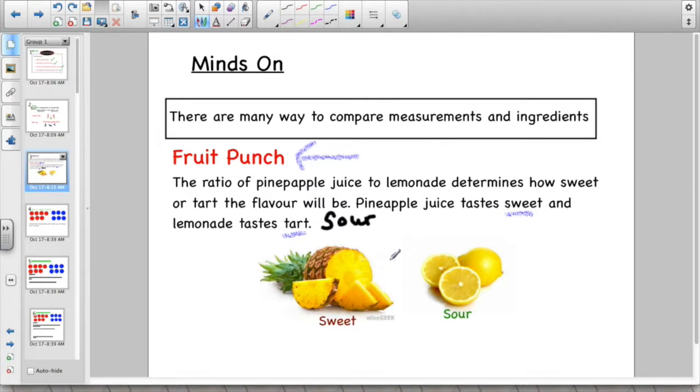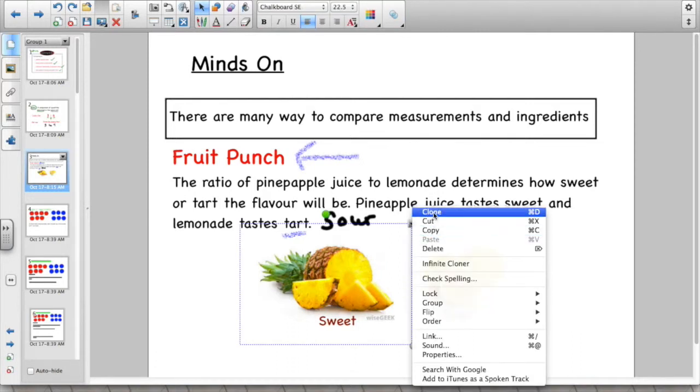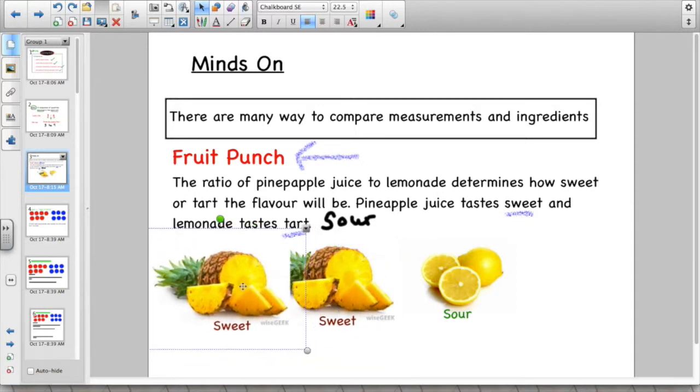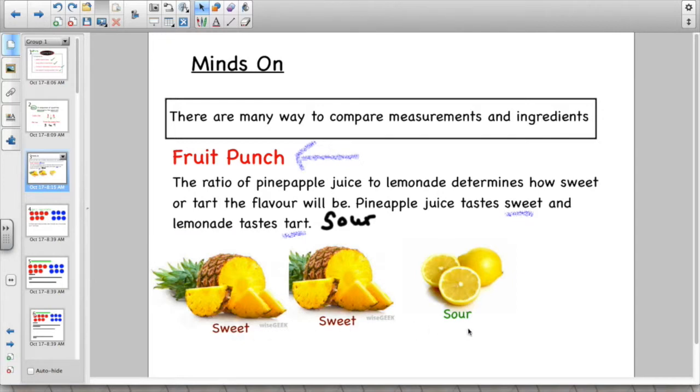Okay, so if I was going to make fruit punch, I would need part pineapple and part lemonade. And to think about how these parts would affect a recipe, well, if I wanted my fruit punch to taste more sweet, I would probably add more pineapple. So if I had 2 parts pineapple to 1 part lemonade, you would see here that I have more sweet than I do sour. So my fruit punch would be more sweet.